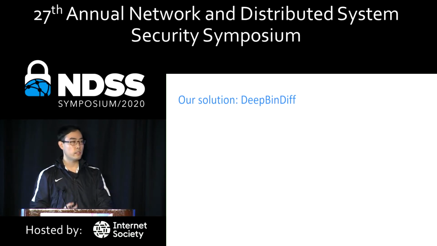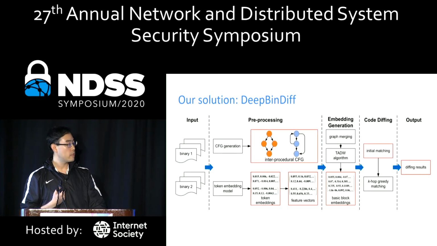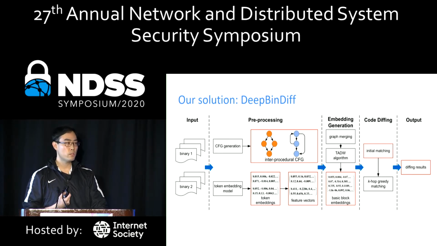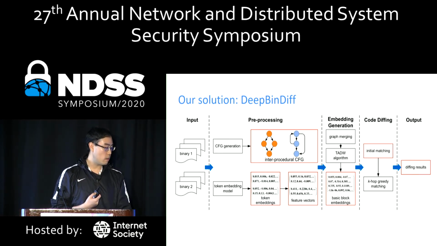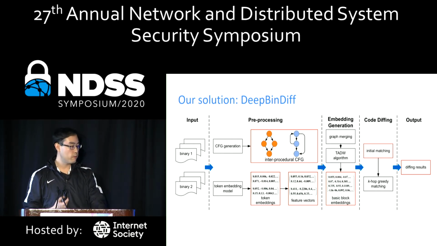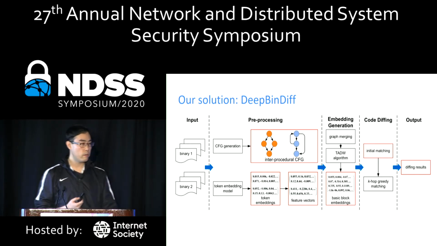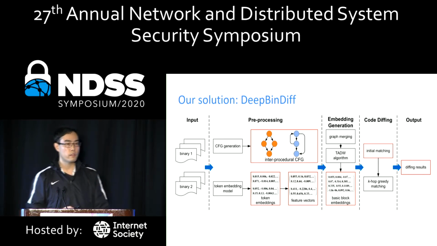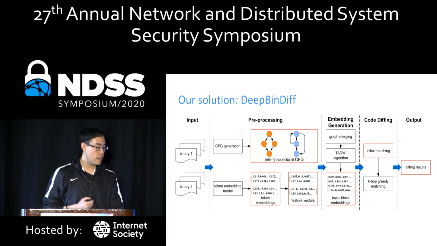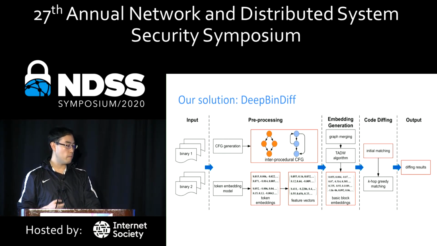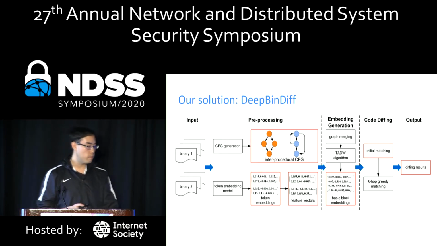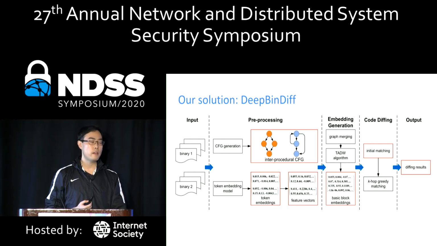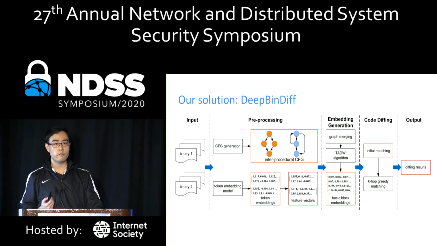Our solution is called DeepBinDiff. Let me give you an overview of our system. First of all, the inputs are two binaries. Then we go through a pre-processing step, which generates the inter-procedural control flow graph for the two binaries. We also generate feature vectors for each basic block, and that feature vector is supposed to contain semantic information. After that, we go through an embedding generation phase where we generate basic block embeddings. These basic block embeddings are later used to perform code diffing, which eventually generates our final output.